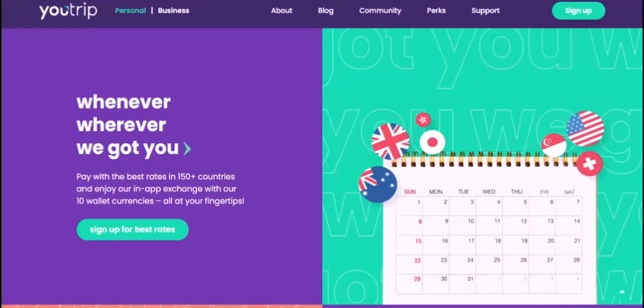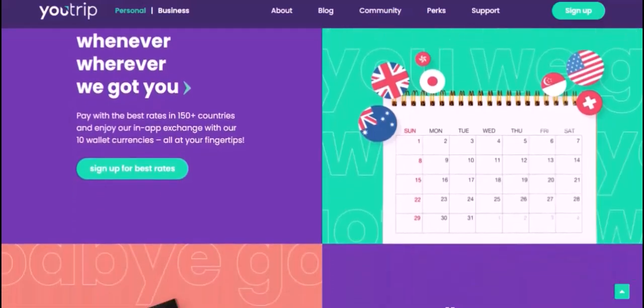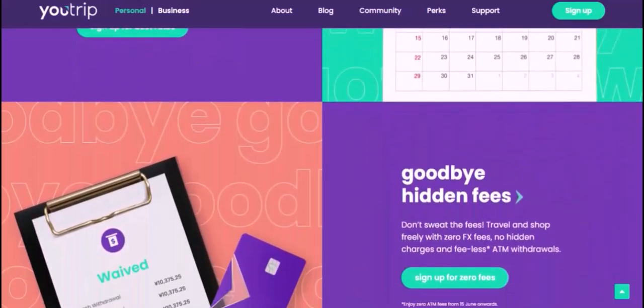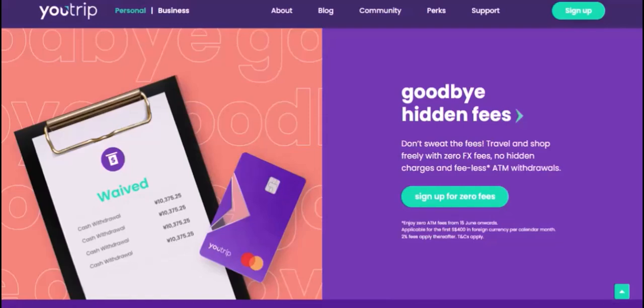Think of it this way, YouTrip is like a preloaded travel wallet designed to hold and spend foreign currencies. It's not a bank account with traditional deposit and withdrawal functionalities. This distinction is crucial for understanding its limitations and how to best utilize its features.